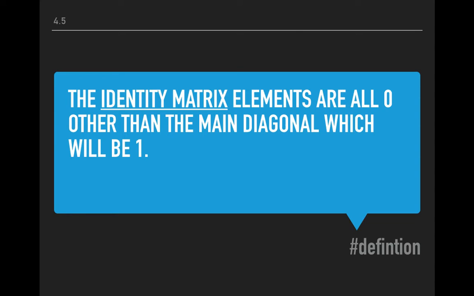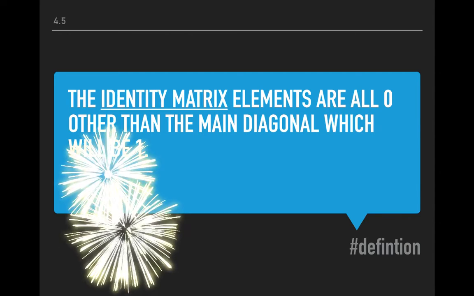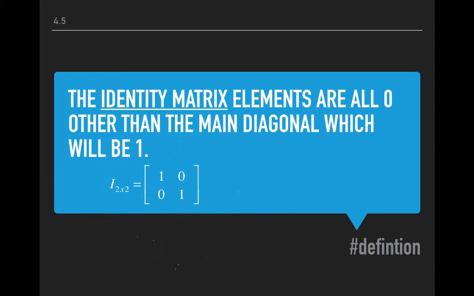The identity matrix, the multiplicative identity matrix, has elements that are all 0 other than those on the main diagonal. And on the main diagonal, they're going to be 1. If you had a 2 by 2 matrix, it would look like this. This would be the identity matrix. On the main diagonal, going from the top left to the bottom right, you would have the elements 1, and in the other positions, 0.